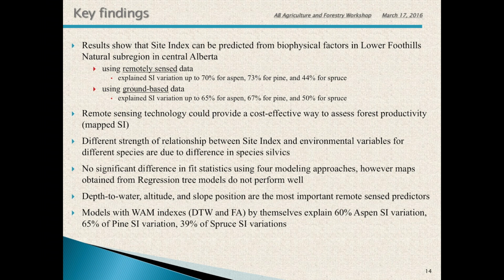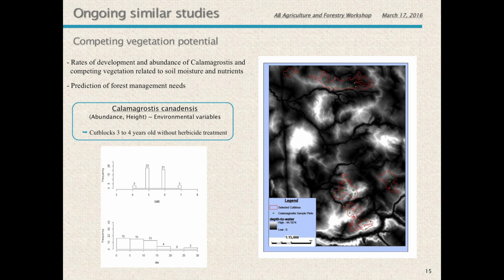The best predictors from the set of remotely sensed variables are depth to water, altitude, and slope position. And since today we are talking about the WAM, the models with WAM indexes, just using depth to water and flow accumulation by themselves, explain up to 60% of variation in aspen site index, 65% for pine, and 39% for white spruce. So those are results from this case study from my thesis project.